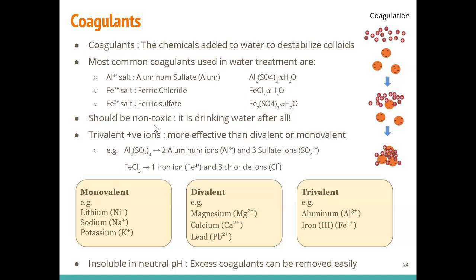The chemicals here should be non-toxic because we are drinking the water, right? So the trivalent, the third kind, is more effective. The example is, I think, called alum. Okay. So we are putting this inside. This will be ionized in the water, and we will have the free positive charge in the wastewater or drinking water.